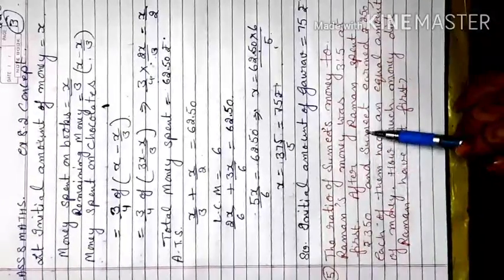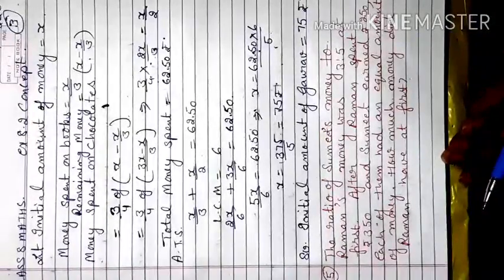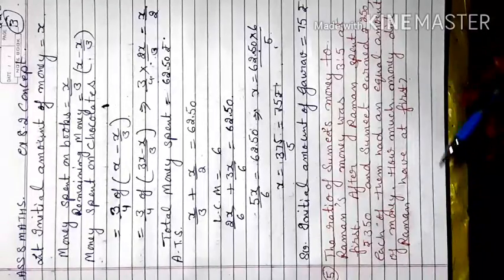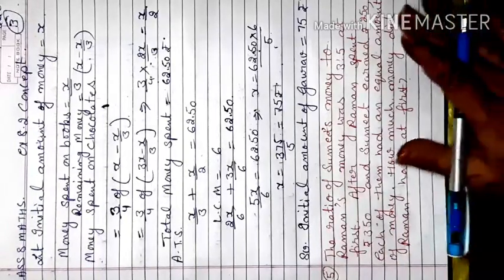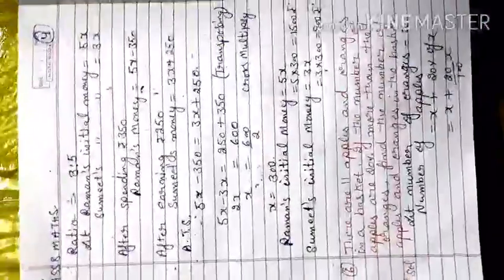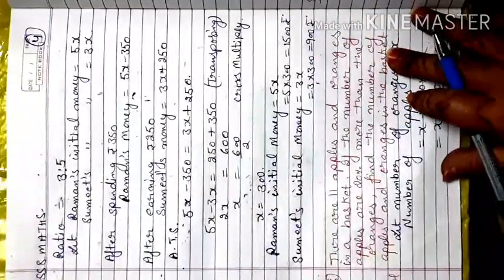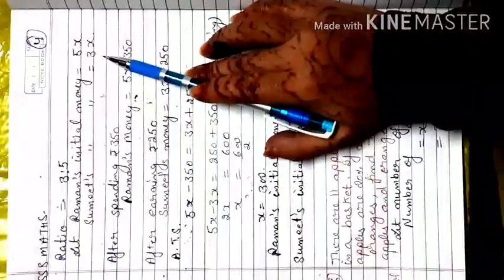Raman spent 350 rupees, and Sumit gained 250 rupees. After gaining and spending, both have an equal amount of money. You have to find what was the initial amount of money Raman had. So first, since the ratio 3:5 is given, let Raman's initial money be 5x and Sumit's initial money be 3x.